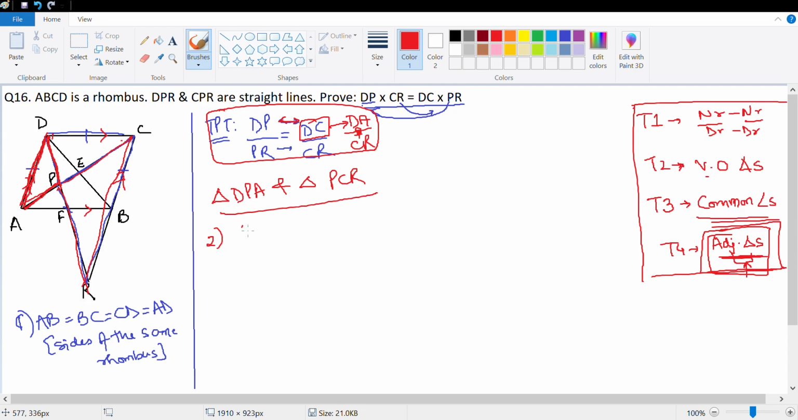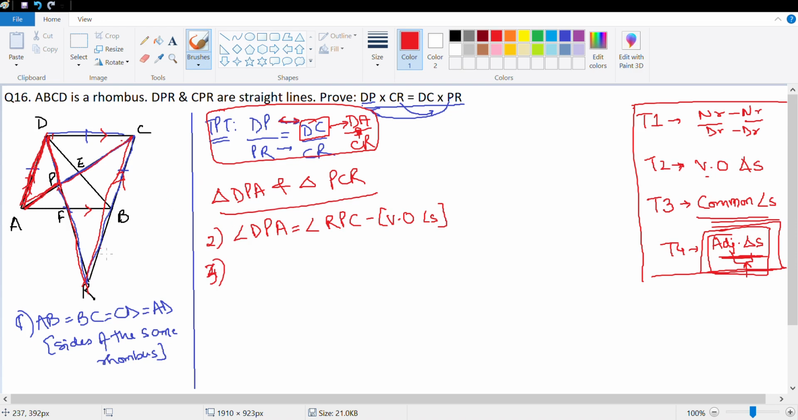So point number 2 would be angle DPA is equal to angle RPC. Reason, vertically opposite angles are equal. Next, any other angle you can find equal?